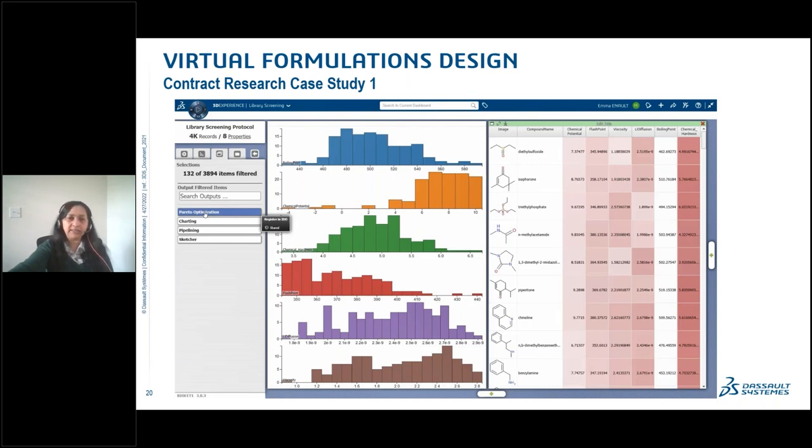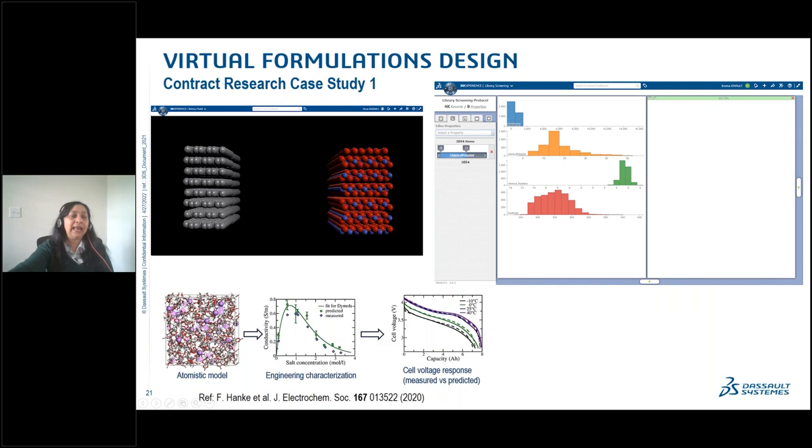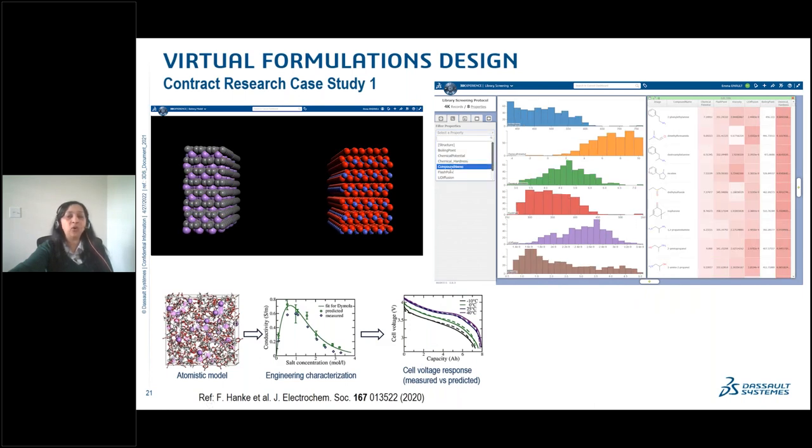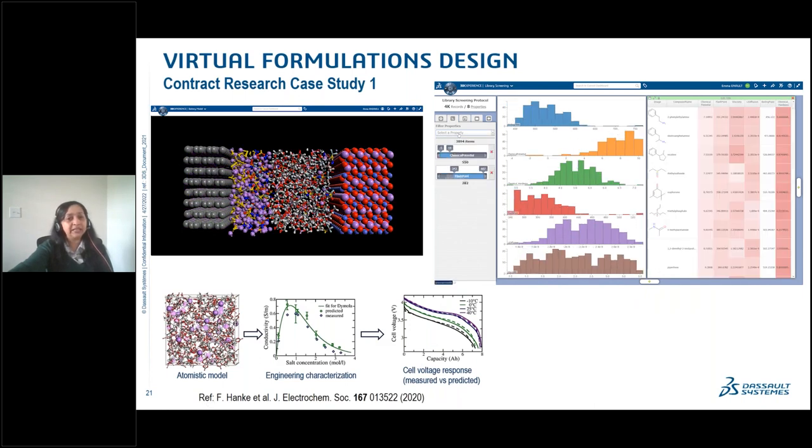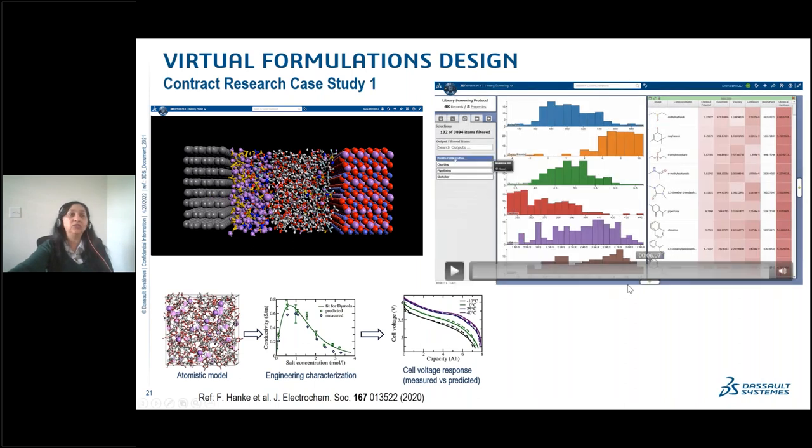In a subsequent step, not shown here, the contract research team used our proprietary property prediction method for the different electrolyte formulations. The virtual screening allowed us to cut down the time by 45%. And in addition, a lot of material waste was avoided. By screening thousands and thousands of combinations virtually, we were able to suggest a handful to be tested in the lab. So now I'll pause and hand it over to Ben for the next poll.